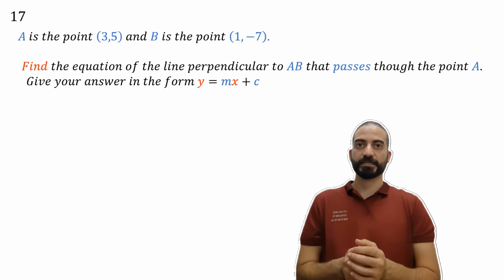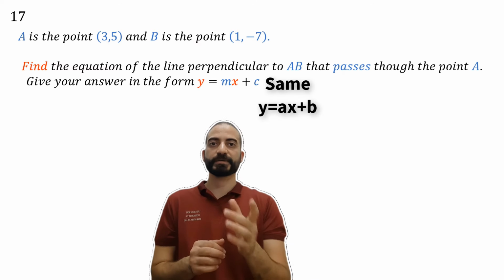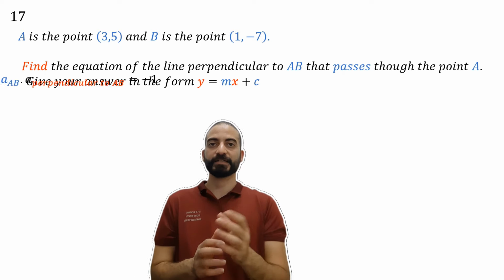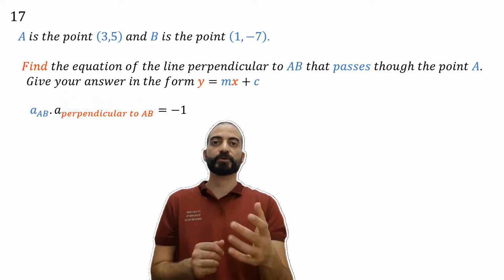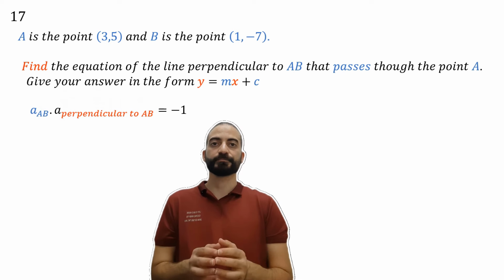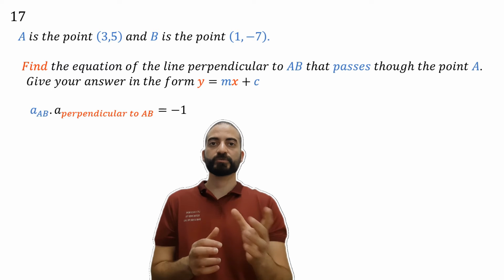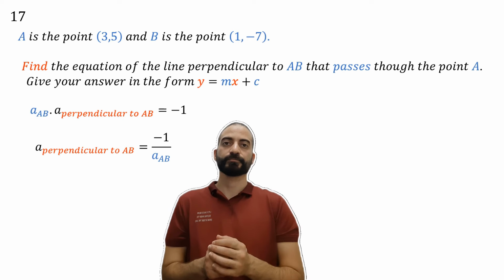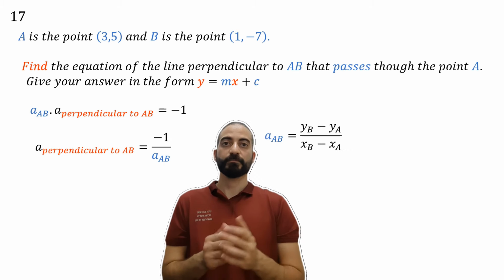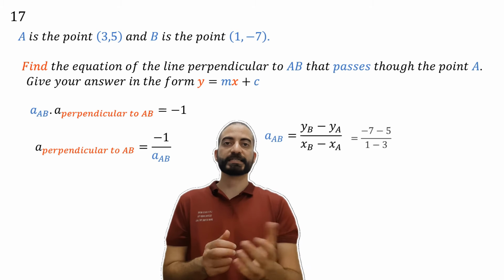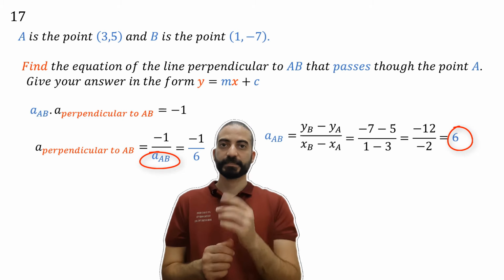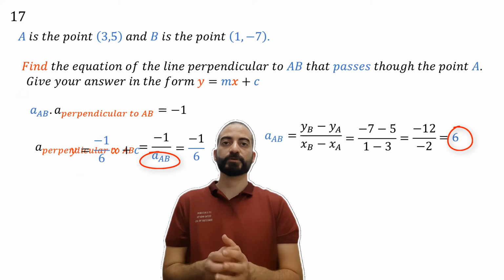In order to obtain the equation of the line, we must obtain the gradient, which is multiplied by x, and we must also obtain the c. We have a rule that says that the gradient of the line times the gradient of the perpendicular line is equal to minus 1. We want the gradient of the perpendicular line, as it is equal to minus 1 over the gradient of line AB. Now we must obtain the gradient of line AB, which is equal to yb minus ya over xb minus xa. In this way, we obtain the gradient of AB. Now we put it here and obtain the gradient of the perpendicular line.